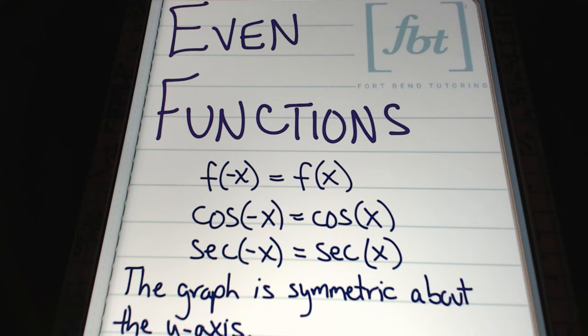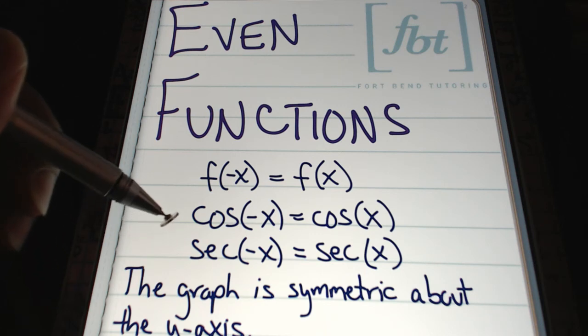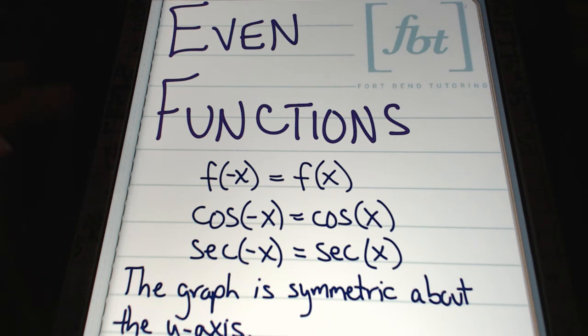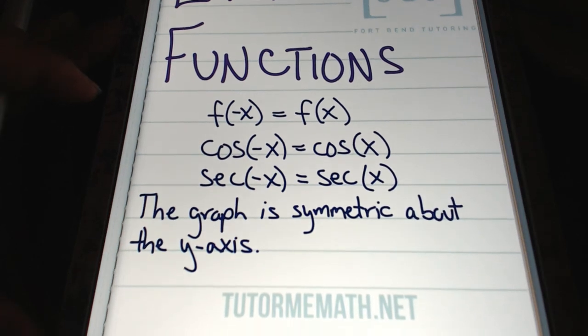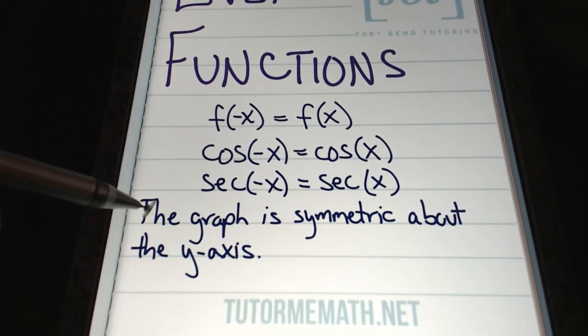Okay, so continuing on, if you have a secant function, that is also an even function. And if you're looking at the graph of a function and that graph happens to be symmetric about the y-axis, meaning the y-axis is the dividing line and there is a mirror image on either side of the y-axis, you have y-axis symmetry, and that confirms that you are dealing with an even function.